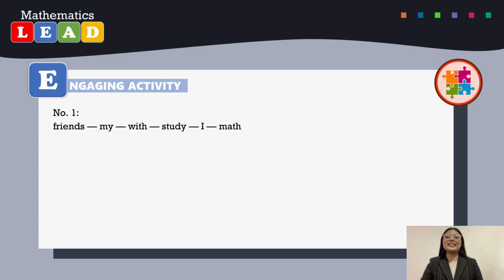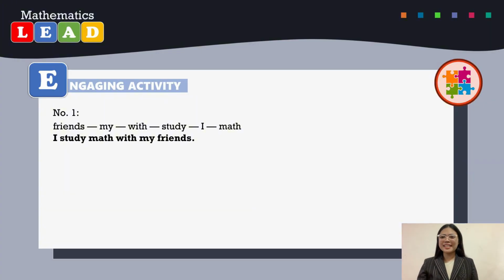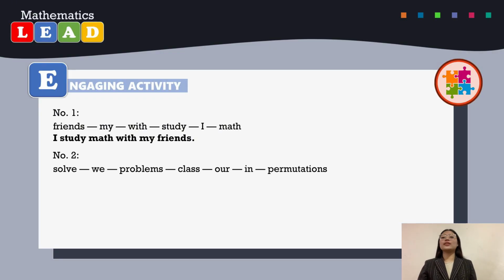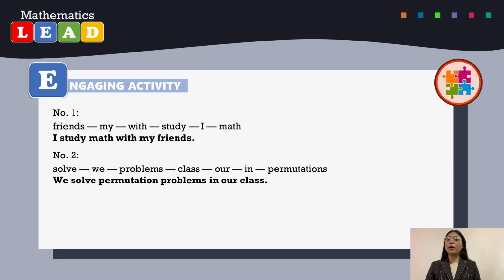The correct answer is I study math with my friends. Notice how changing the order completely changes the meaning. This is exactly what permutations are all about. Ready for the second one? This time, 7 words. Rearrange this to form a sentence related to our topic. The correct arrangement is we solve permutation problems in our class. See how rearranging 7 words gives countless possible orders? That's the power of permutations.